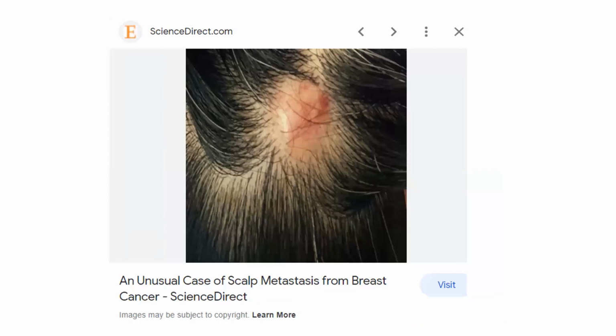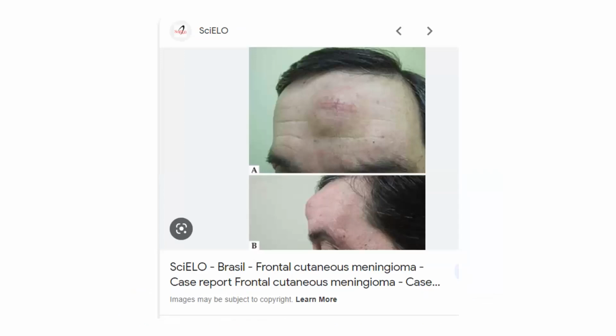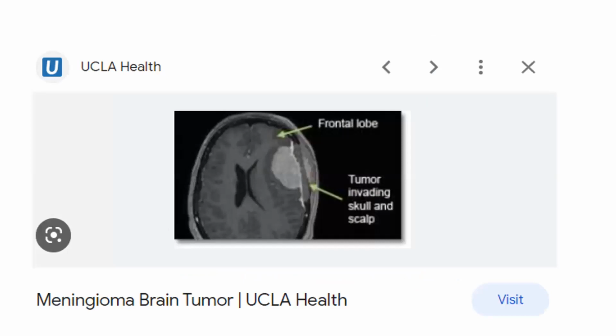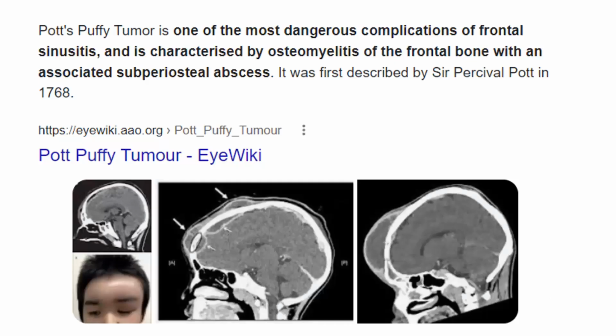And this is a case of scalp mets from breast cancer. You might have palpated several mets on the scalp, and most commonly we have seen thyroid metastasis that make their way up, and you can palpate them. This is a frontal cutaneous meningioma case report. I'm just showing these cases for you to have an insight. Meningioma, so the brain tumor. You can see this is a meningioma that is invading the skull and the scalp. This is important for you to know.